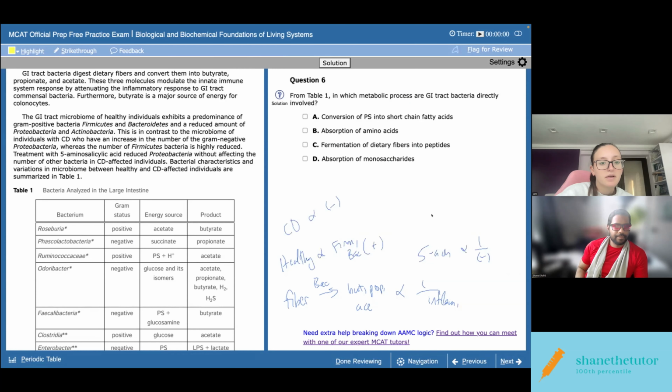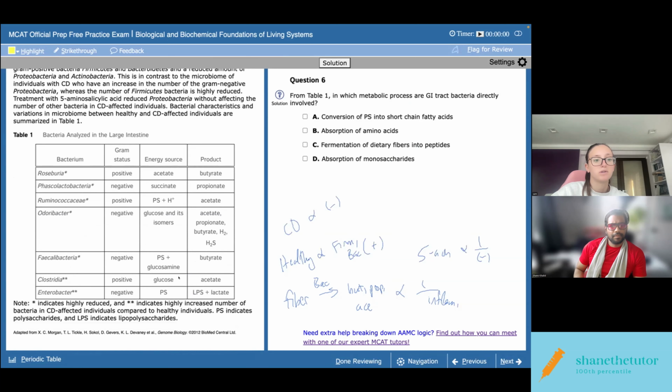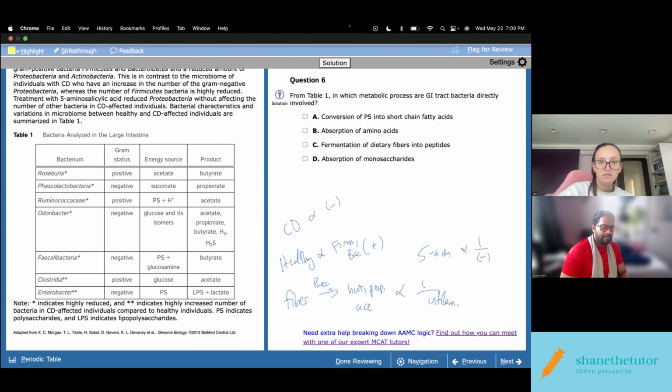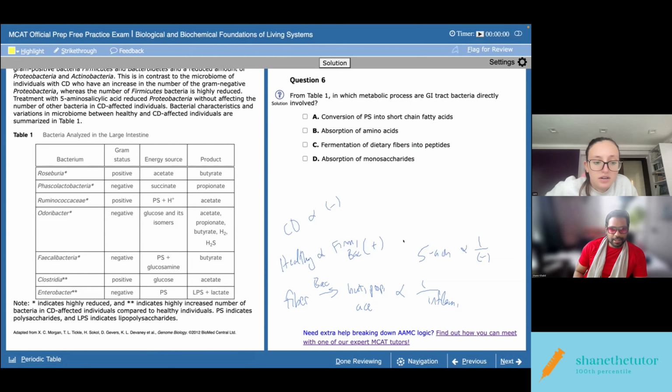Bacterial characteristics and the variations in microbiome between healthy and CD individuals are summarized in table 1. And so then it's listing out all the negatives, and then it has the energy sources and the products. All right. And so bacteria analyzed in the large intestine, we have the different ones. We have if it's positive or negative, energy source, product, and the asterisks show you the different.